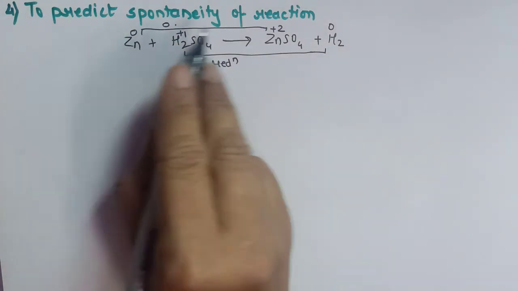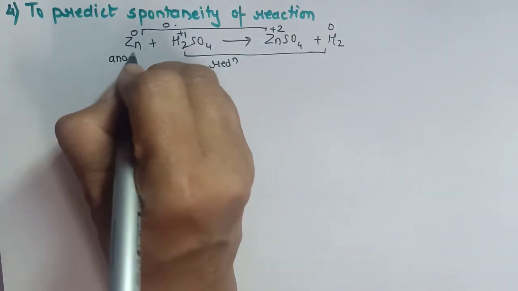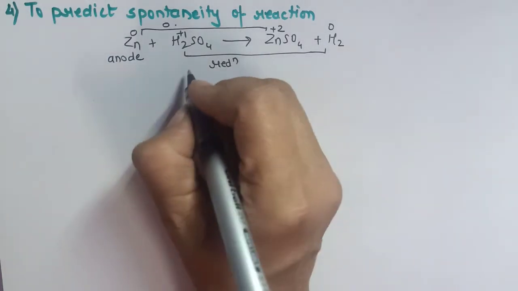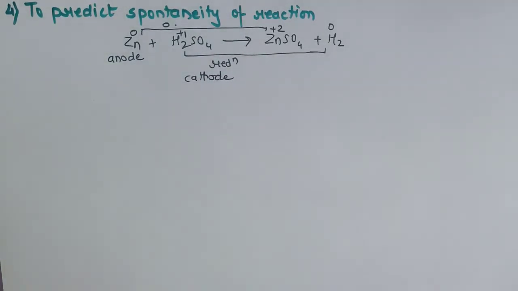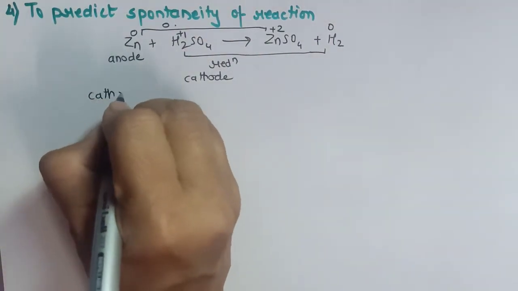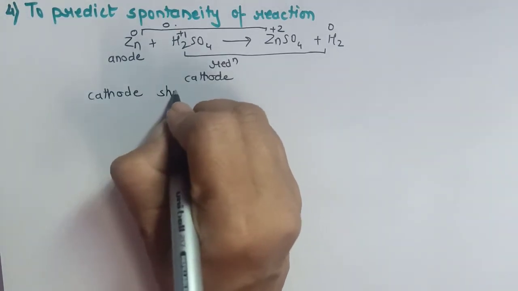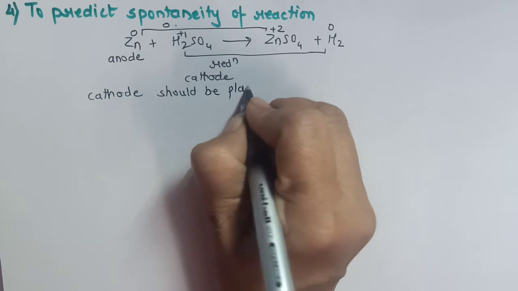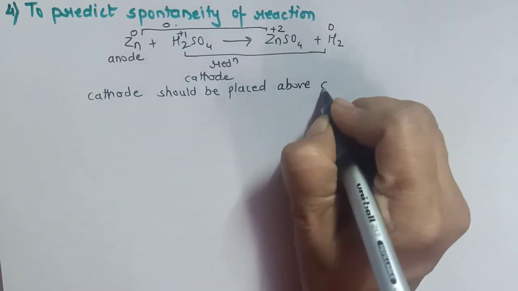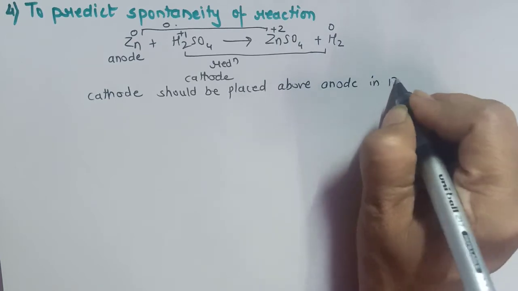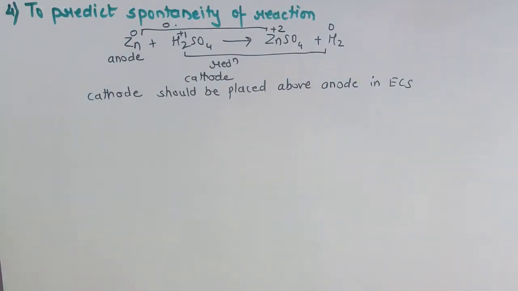We know if oxidation is taking place, that means zinc must act as anode, and if reduction is taking place, that means hydrogen must act as cathode. According to the electrochemical series, zinc is placed below hydrogen, and therefore this is possible. So we have to remember this concept: cathode should be placed above anode in the electrochemical series. Now according to the electrochemical series, this combination is possible, and therefore we will say this reaction is a spontaneous one.